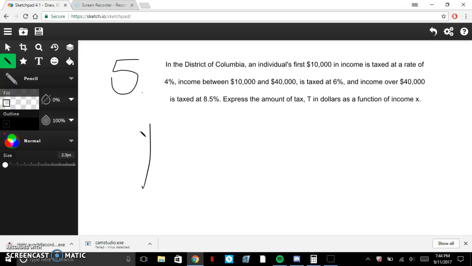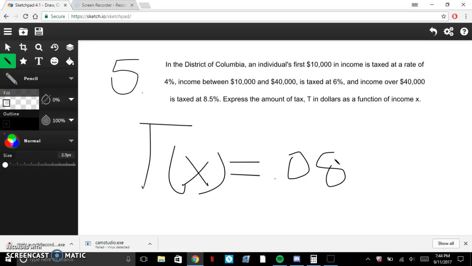And for the last one, T of X is the output, times 8.5%, which is 0.085, times the input, which is X.